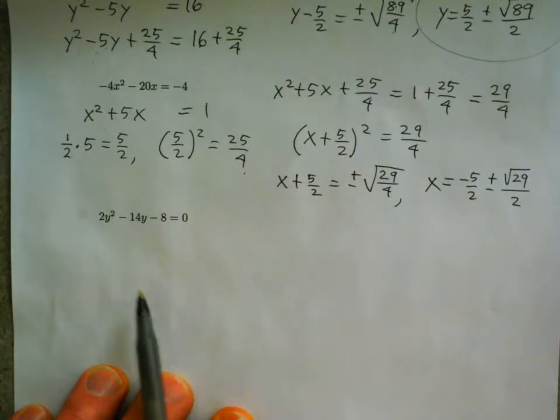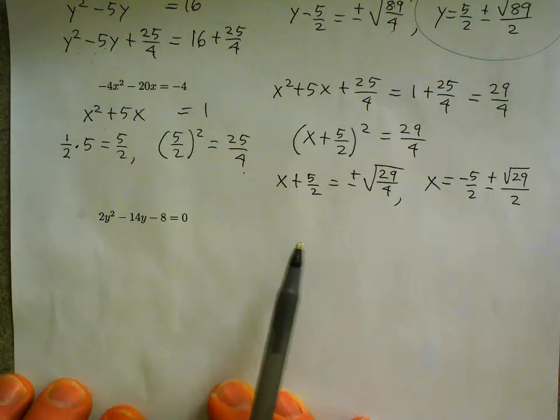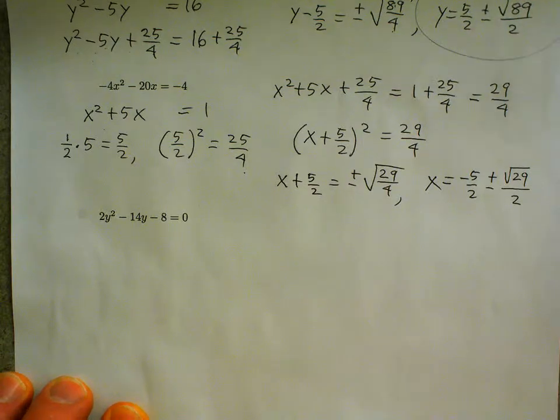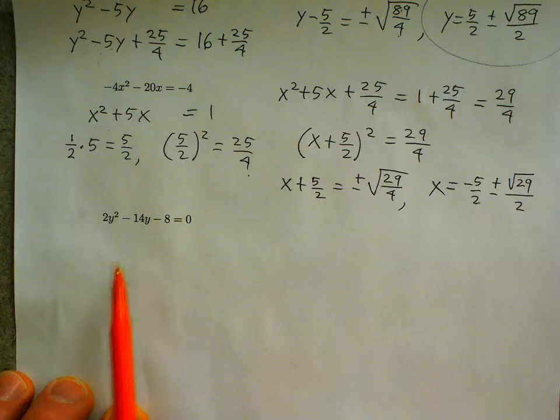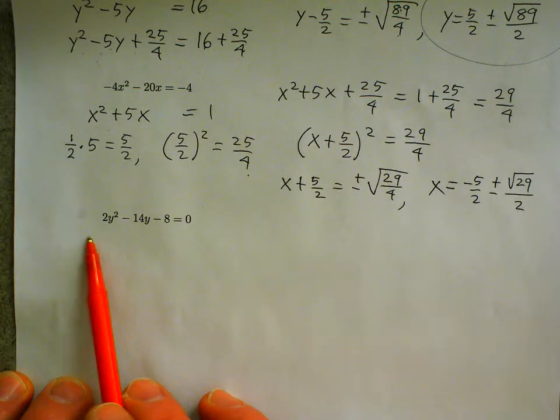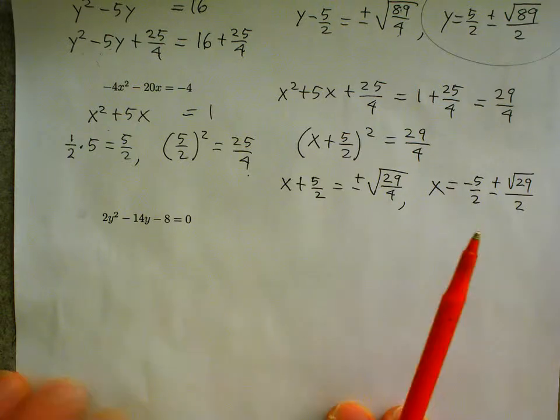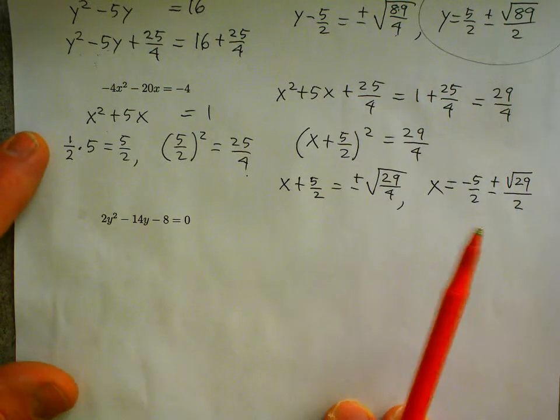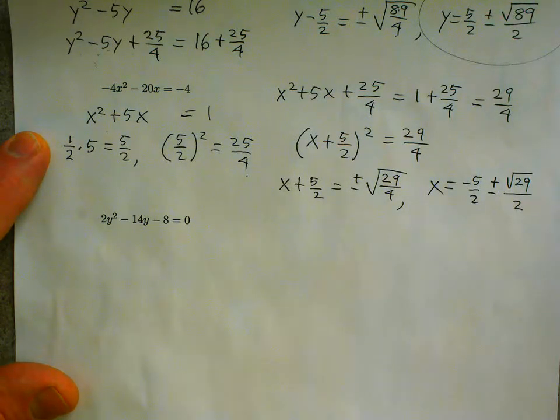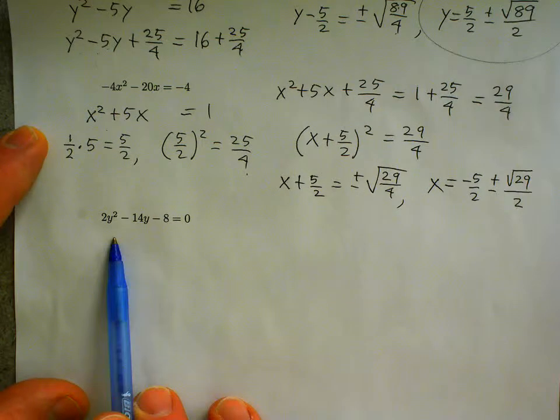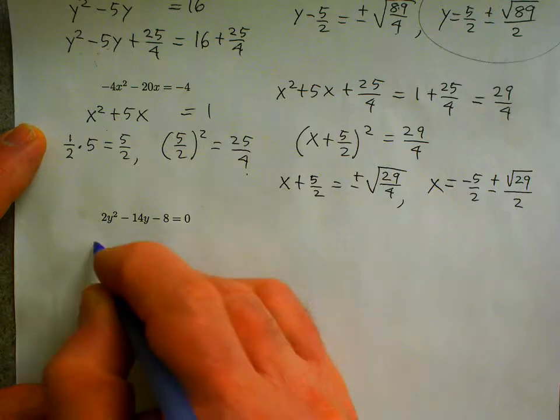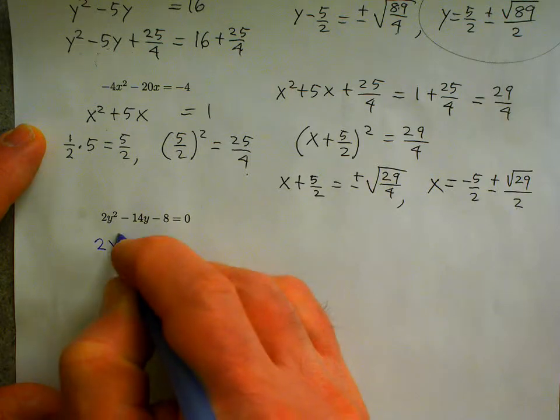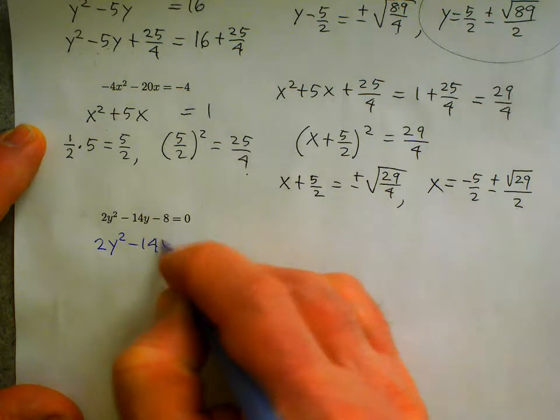So we're solving this quadratic equation by completing the square. One thing you should know, perhaps you've already noticed, is that every quadratic equation can be solved by the completing the square method. To solve this one by completing the square, first add 8 to both sides, and we get 2y to the second minus 14y equals 8.